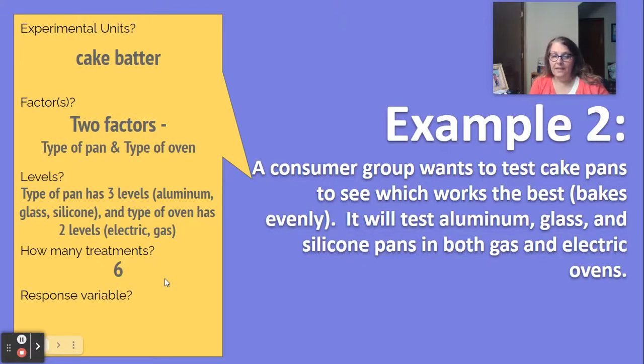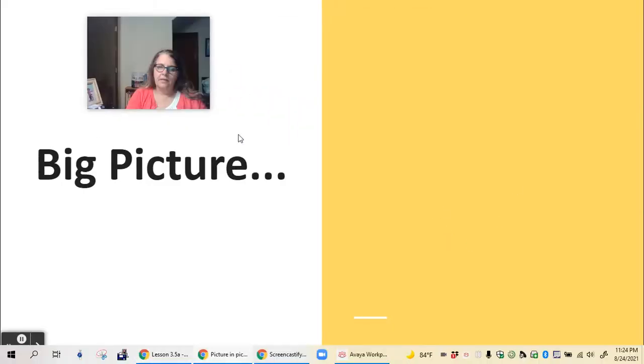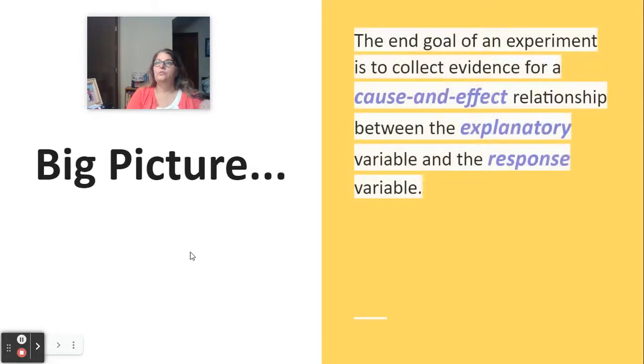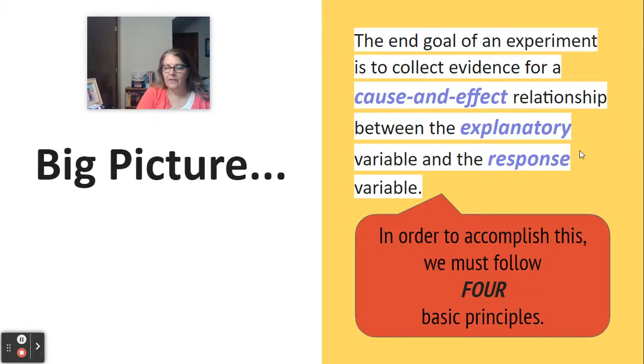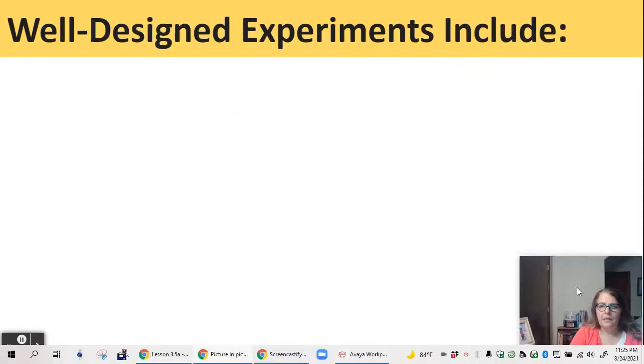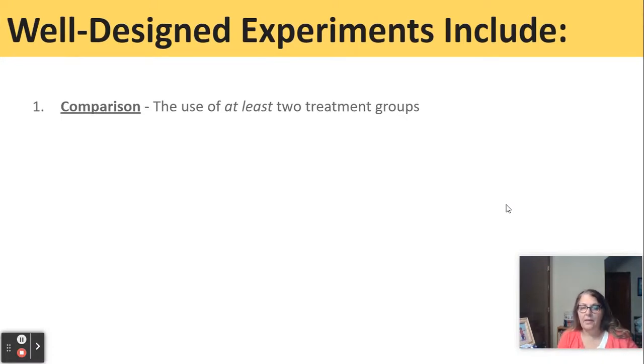And then when all is said and done, what is it that I'm looking at? Well, which one bakes the cake more evenly? So the big picture is that our main goal is to conduct an experiment to collect evidence for a cause and effect relationship between the explanatory and the response variable. In order to accomplish this, we have to follow 4 basic principles. The very first one is that a well-designed experiment is going to include a comparison, which means that you have to use at least 2 treatment groups so that you have something to compare against.